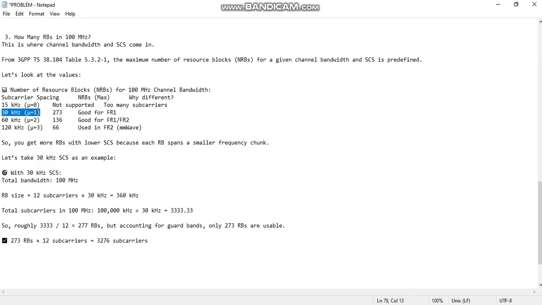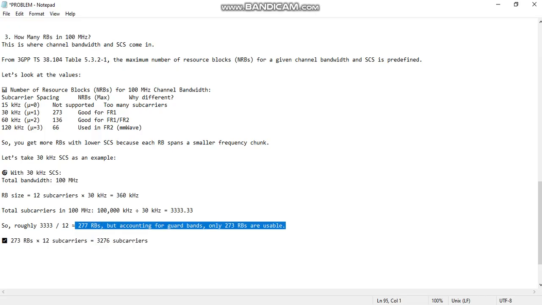So for the total bandwidth of 100 megahertz, if we have to convert this channel in terms of resource blocks, we have to find the resource block size. Assuming 30 kilohertz subcarrier spacing, we have 12 subcarriers. 12 into 30 kilohertz gives 360 kilohertz as the resource block size. So 100 megahertz divided by 360 kilohertz means we are dividing the total channel bandwidth in terms of resource blocks. We get 277 resource blocks.